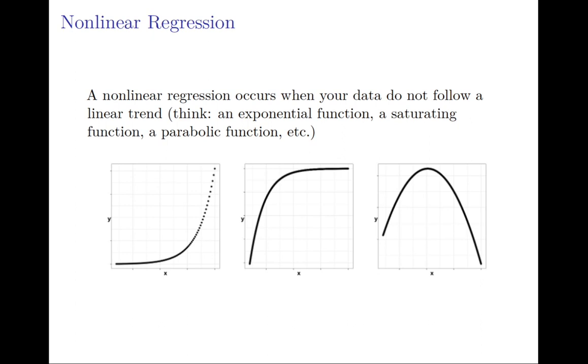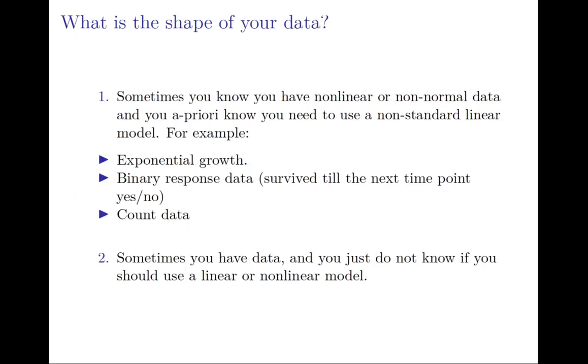Now we're going to be talking about nonlinear regressions. A nonlinear regression occurs when your data do not follow a linear trend. Think of an exponential function, a saturating function, or a parabolic function. It's hard to know what the shape of your data is sometimes, and when you don't necessarily have a linear regression, you have two choices.